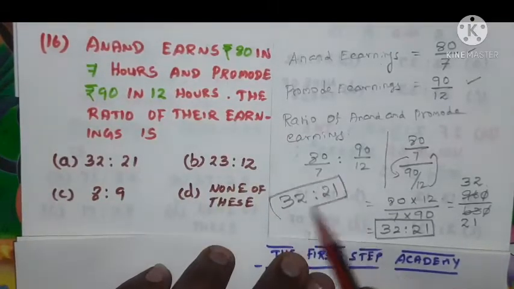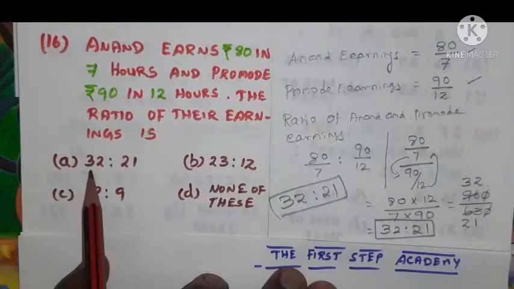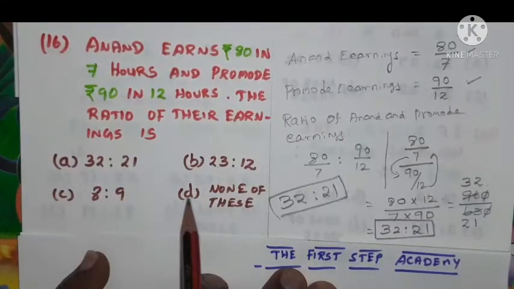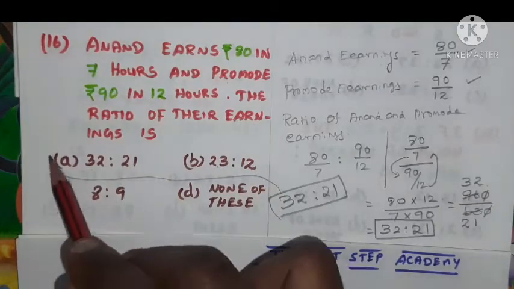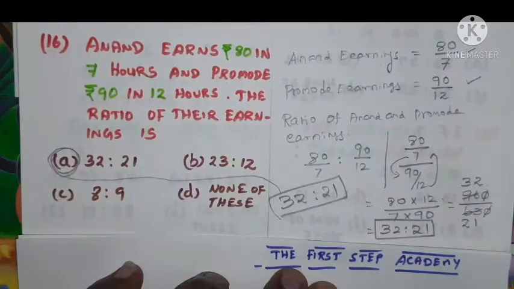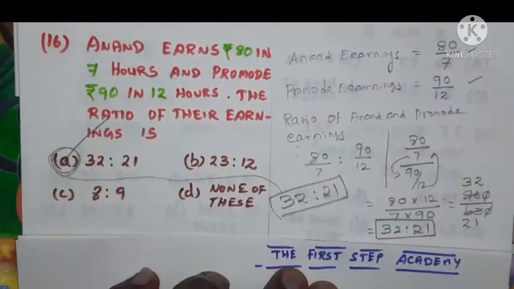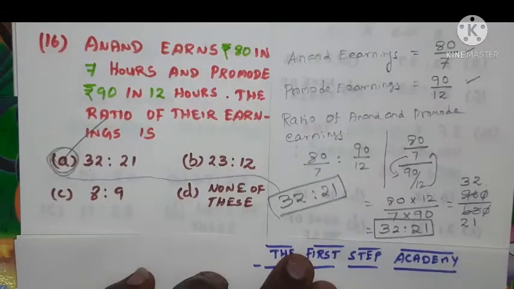Hence look out the option. The options are option A 32 is to 21, option B 23 is to 12, option C 8 is to 9, option D none of these. Look out the answer. Exactly, it's matching with option A 32 is to 21. Hence, this is the answer for this particular question. Right? Hope you understand how we found the answer. Right, we'll go to the next question.